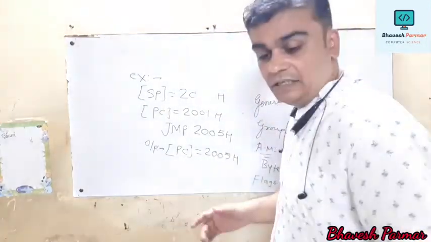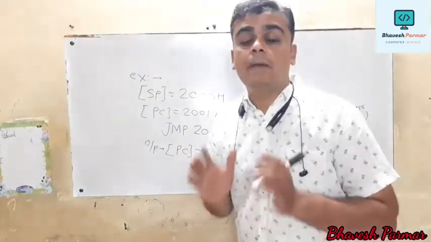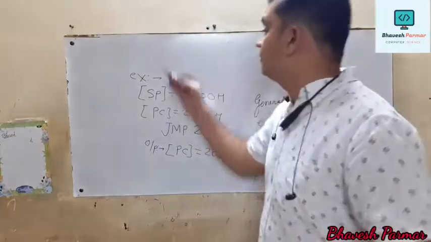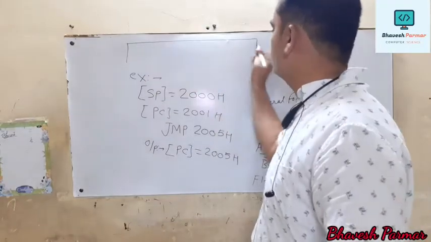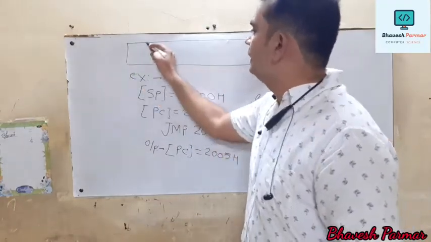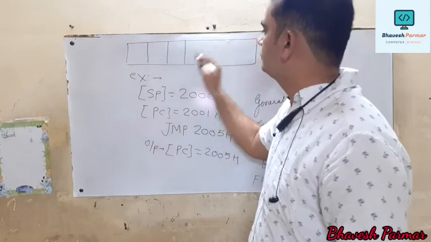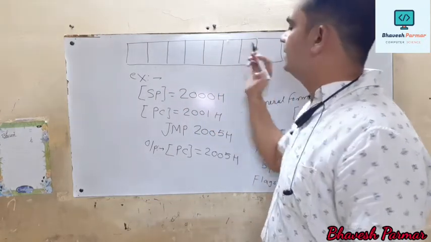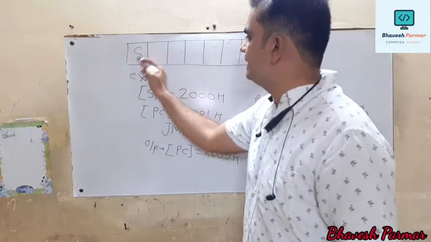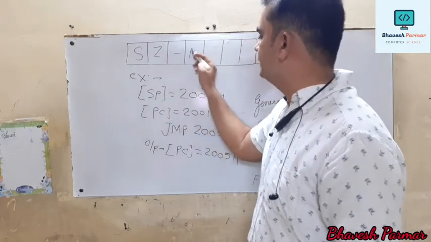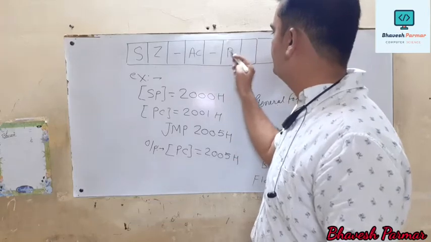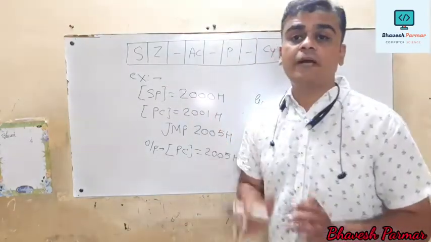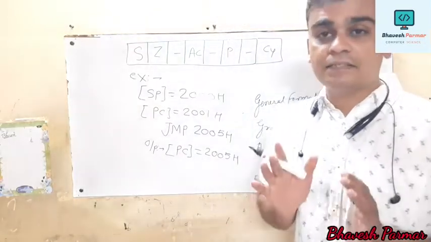Generally, the conditional jump instruction is based on our flag register. So what are the flag registers? First of all, let me draw the flag register here. These are my flag registers. First one is the S flag, then the Z flag, AC flag, P flag and CY flag. So these are my 5 different flags.